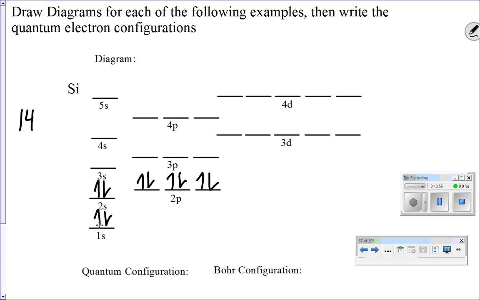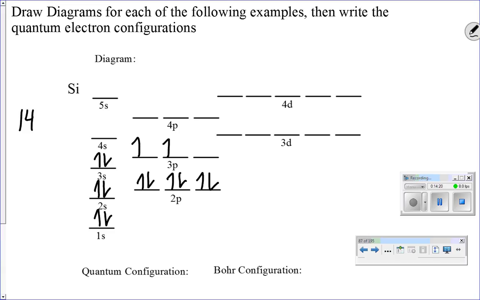So at this point, we've used 2, 4, 6, 8, 10 of our 14 electrons. We have 4 more to go. So next we'll go to our 3s. Now we've used 12 of our electrons. We have 2 more. And this is where that not pairing them up rule is kind of important, because our electrons are going to go like that.